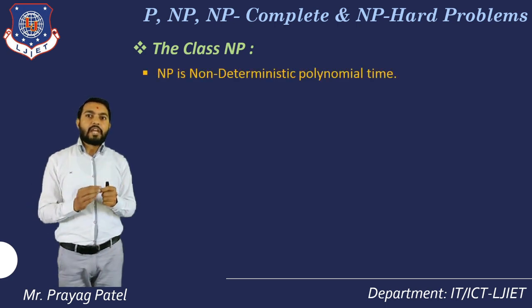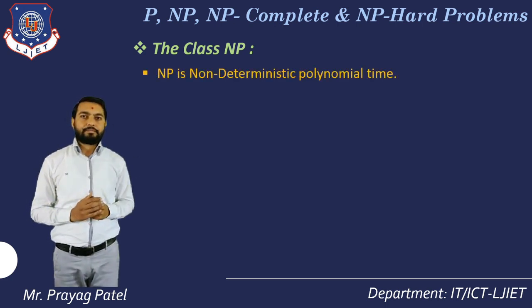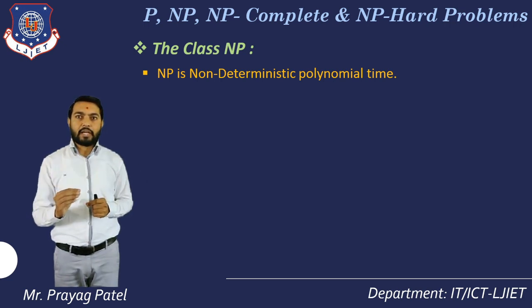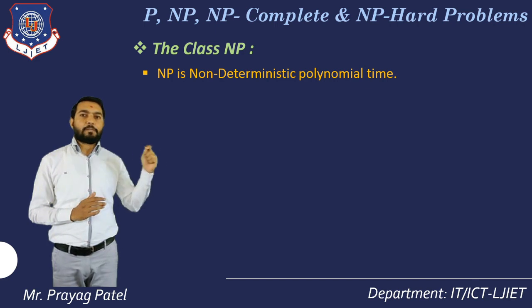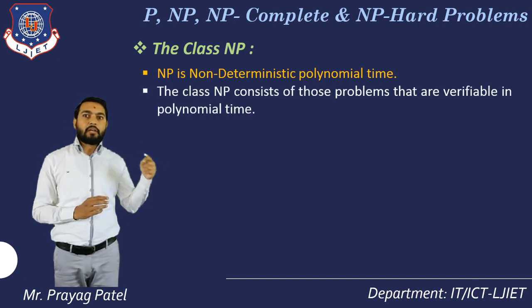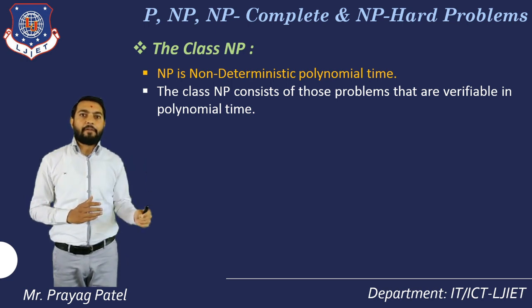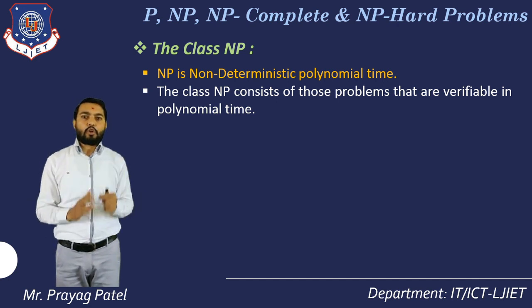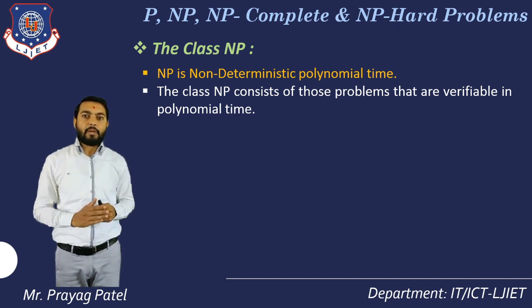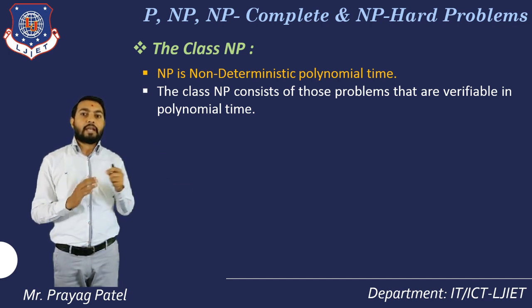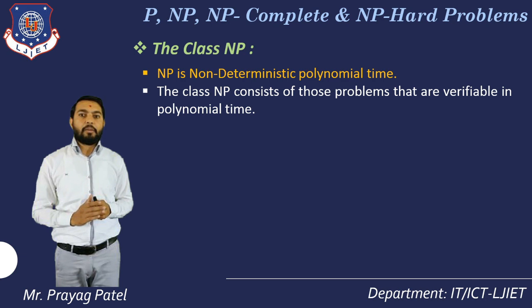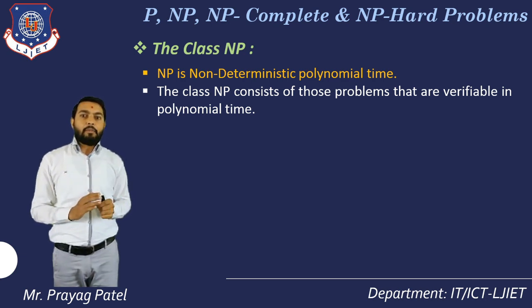Here NP stands for non-deterministic polynomial. P stands for polynomial time, and NP stands for non-deterministic polynomial time. That means the problem is solved in non-deterministic polynomial time. The class NP consists of those problems that are verified in polynomial time. So in a P problem the problem can be solved in polynomial time, but in an NP problem it cannot be solved in polynomial time, it is solved in non-deterministic polynomial time, but the solution can be verified in polynomial time.